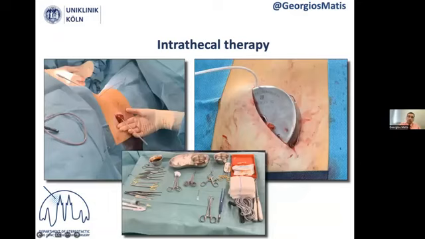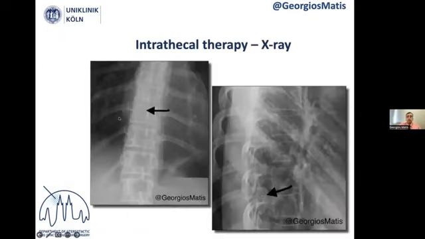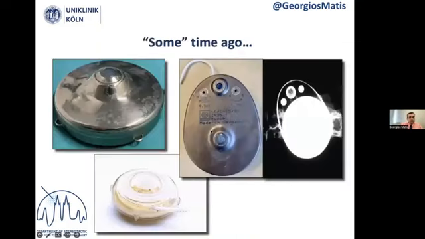This is what we see also in the operating room. You see the pump in the abdomen area, the instruments we are using, and here is how we bring the catheter from the lumbar area to the abdomen. This is what we see after the surgery. When we do an X-ray, we see this white spot on the X-ray. This is the tip of the catheter. Sometimes it's not so easy to find it.